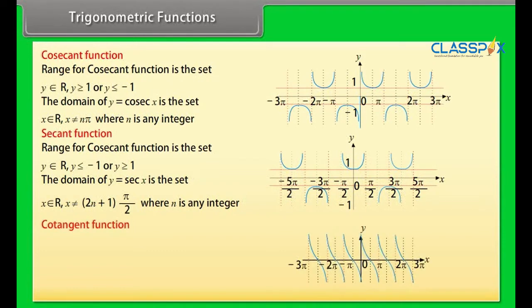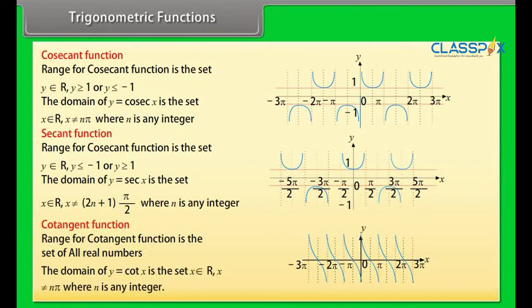Cotangent function. Range for cotangent function is the set of all real numbers. The domain of y equals cot of x is the set x belongs to real number, x not equal to nπ, where n is any integer.